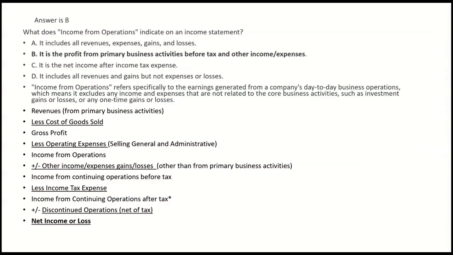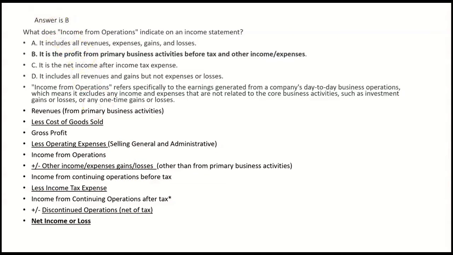Income from operations includes profit from primary business activities before tax and other income/expenses. Right here, here's our multi-step income statement starting with revenues, minus cost of goods sold equals gross profit, minus operating expenses equals income from operations. The profit from primary business activities before tax and before other expenses, other income, any gains or losses. That would be income from operations.